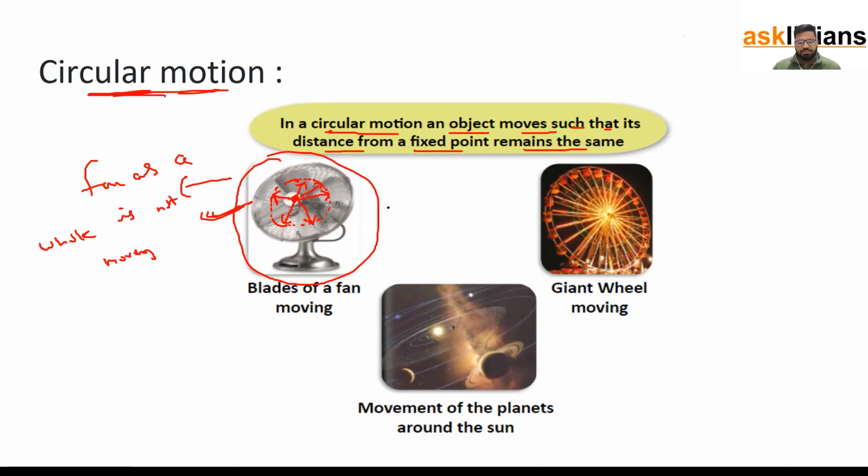Getting my point? Okay. Now the second example you can see is a giant wheel moving. I think all of you have enjoyed this ride in your childhood days. Some of you might be enjoying it right now also. So this is a giant wheel moving, and this is another example of circular motion.